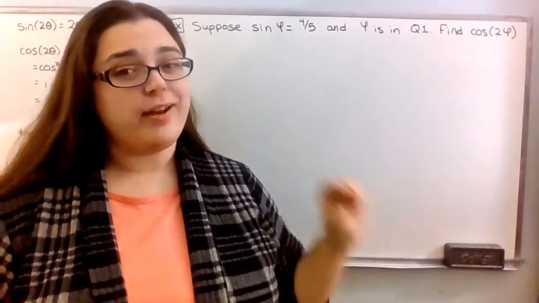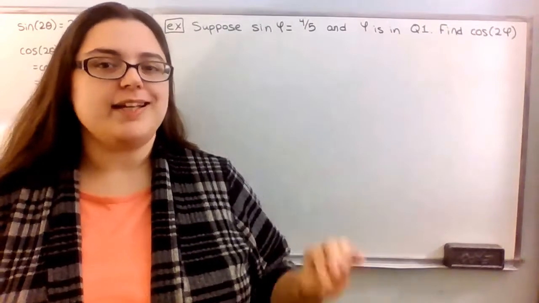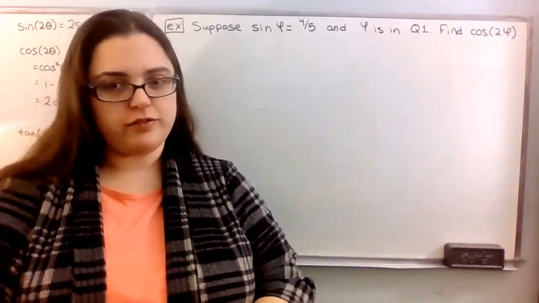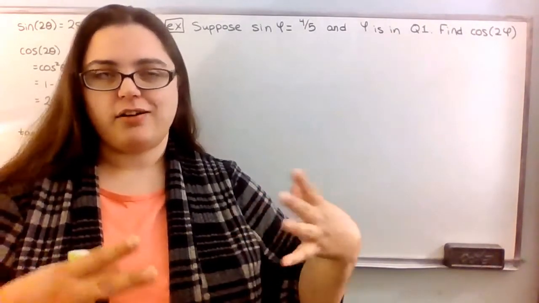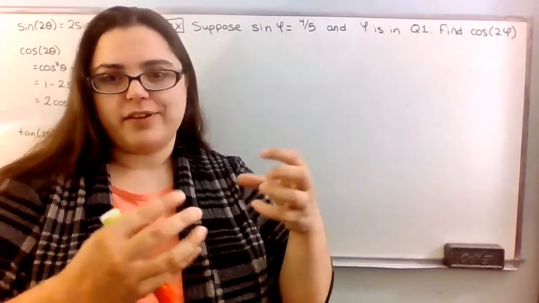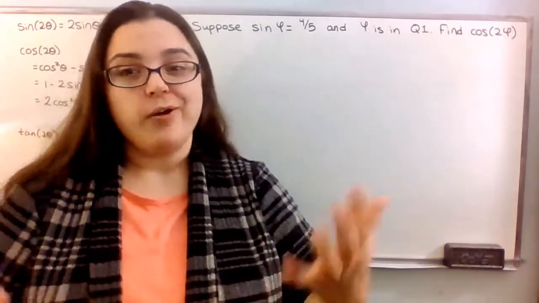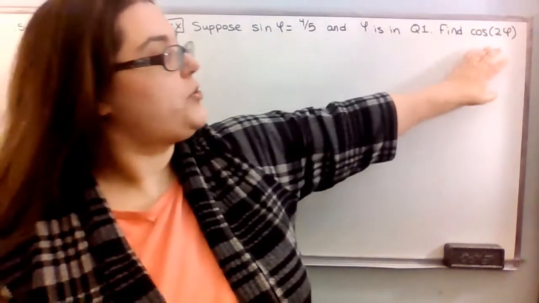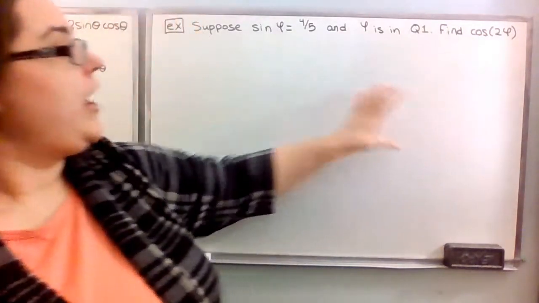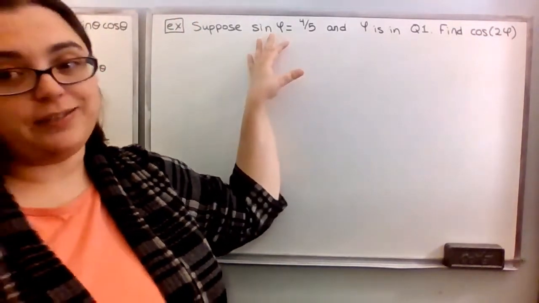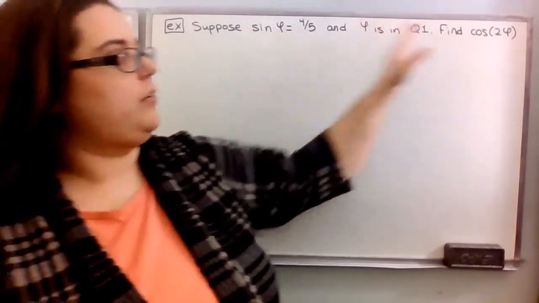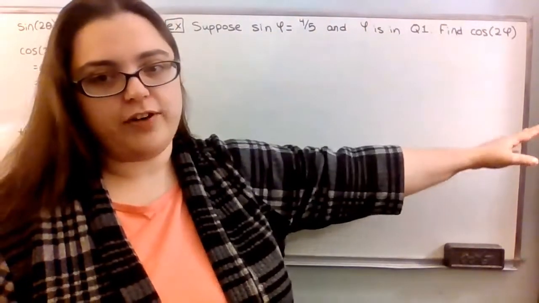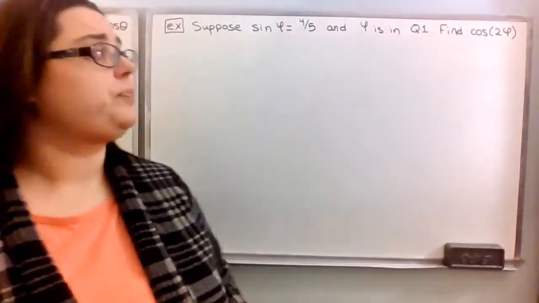Now, one thing I want to point out about a double angle formula is that the argument of the double angle formula is different than the argument of the functions that we use to find it. What I mean by that is here we have cosine of twice phi, and here we have sine of just phi. So we don't have the same angle inside both of those trig functions. You might want to bear that in mind.